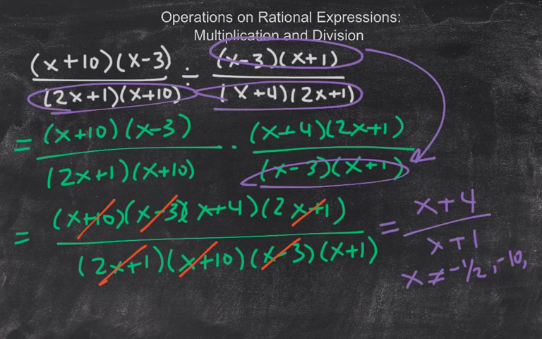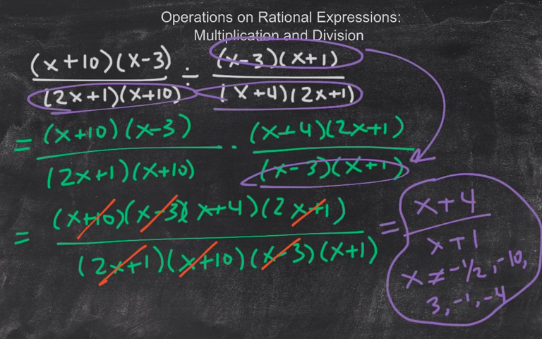X minus 3 will give me an excluded value of 3. X plus 1 will give me a value of negative 1. X plus 4 will give me a value of negative 4. And 2x plus 1 I already saw. So that's a lot of excluded values, but that's okay. We're saying that our original expression is equivalent to x plus 4 over x plus 1, except when you plug in negative 1/2, negative 10, positive 3, negative 1, and negative 4. Let's look at a few examples, one multiplication and one division.